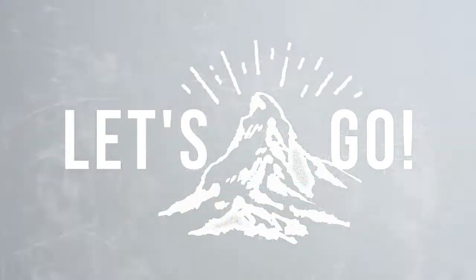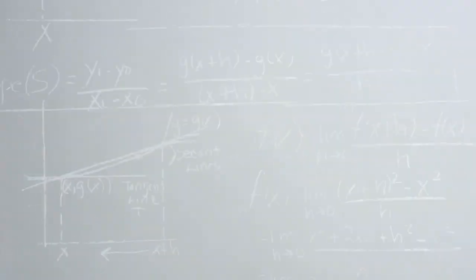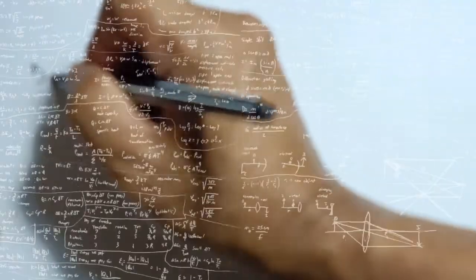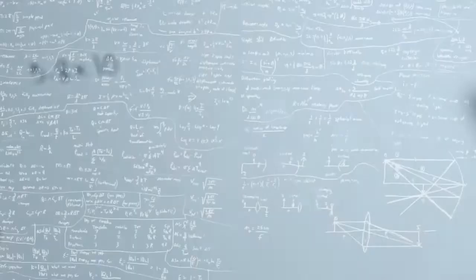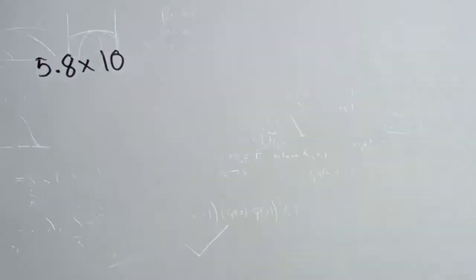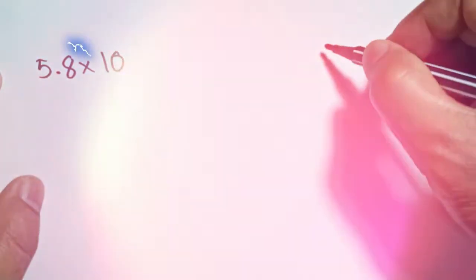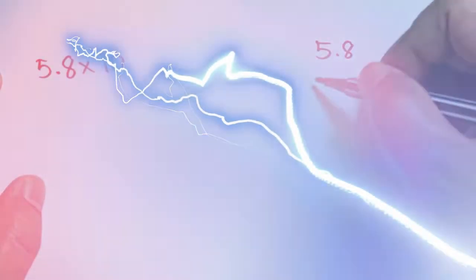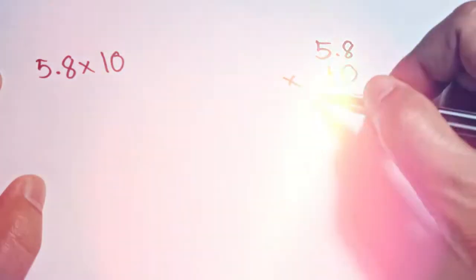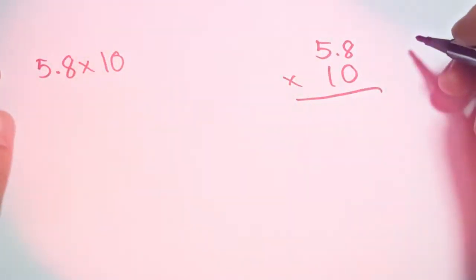In multiplication of a decimal by 10, by 100, or by 1000, for example, if we have 5.8 times 10, and we apply the traditional way, this is how it goes: 5.8 times 10. So we do it that way, in the traditional way.